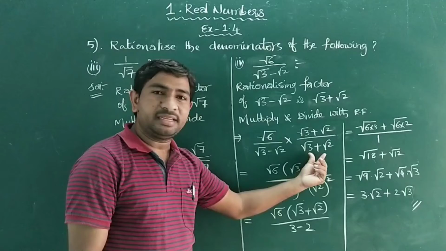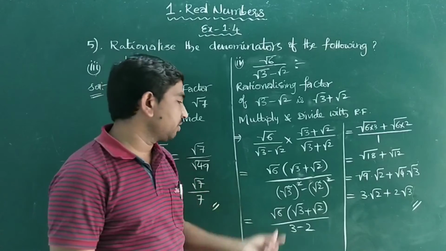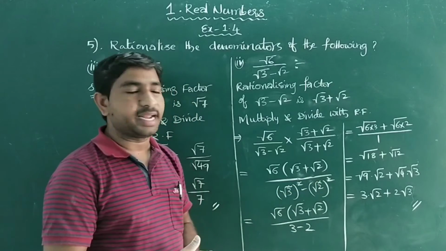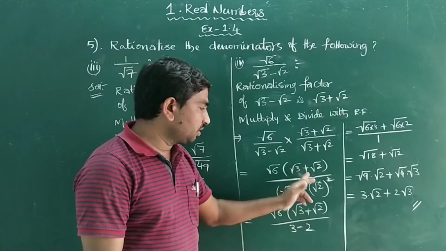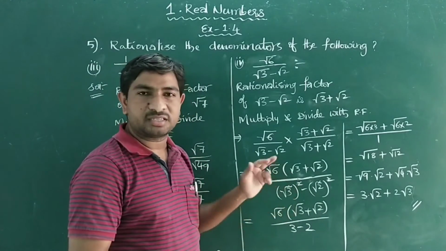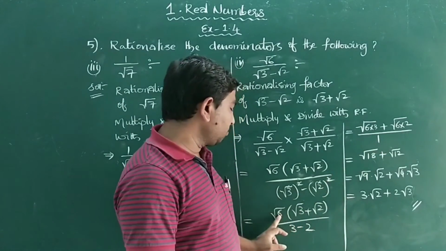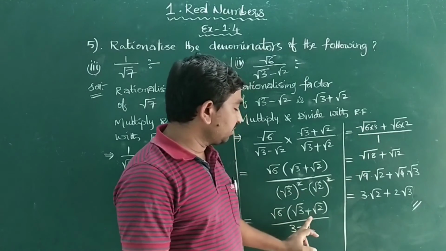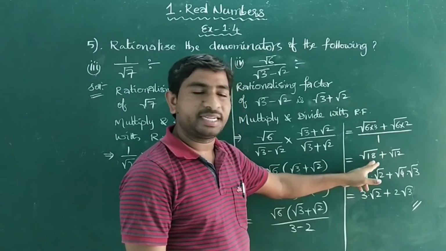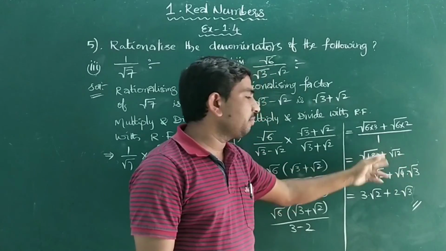By multiplying, root 6 into root 3 plus root 2 in the numerator. In the denominator, it is in the form of a minus b and a plus b. A minus b into a plus b is equal to a square minus b square. A value is root 3 whole square minus b value root 2 whole square. Square and root both are cancelled. So root 6 into root 3 plus root 2 by 3 minus 2 only will be left. 3 minus 2 is equal to 1. Finally, root 6 into root 3 plus root 6 into root 2. Root 6 into root 3 means root of 6 into 3, that is root 18, plus root 6 into root 2, that is root 12. By 1 means no need to write.